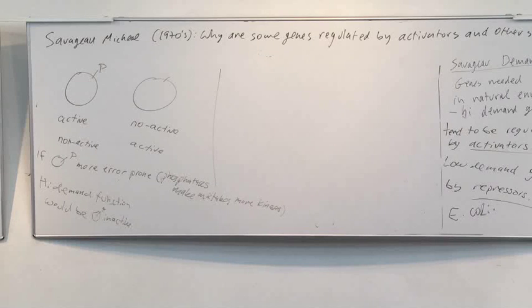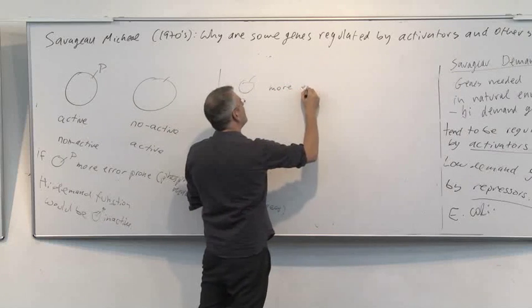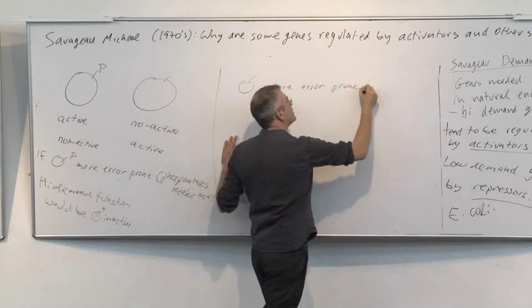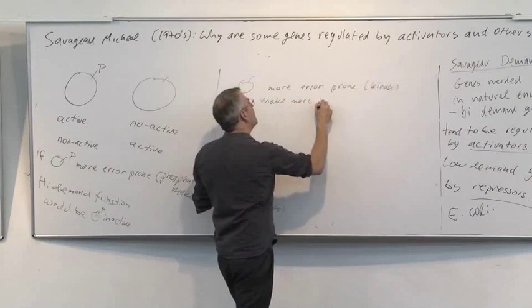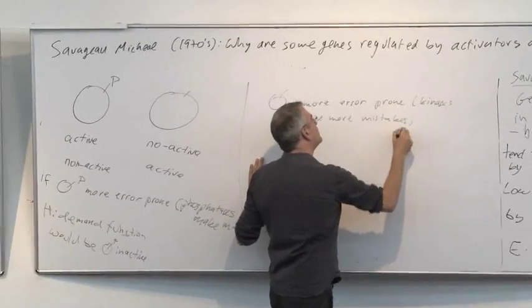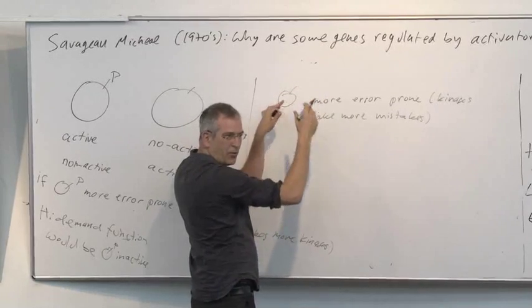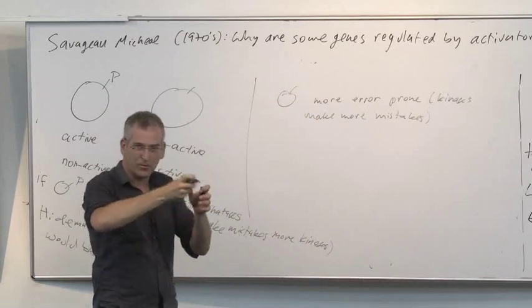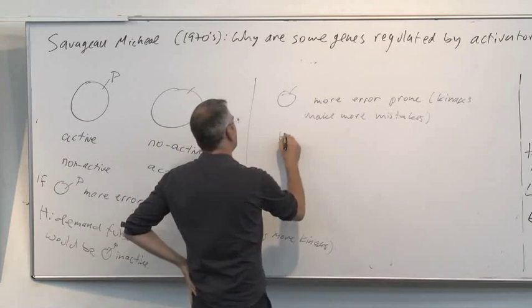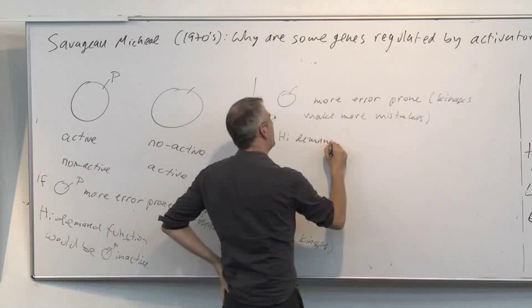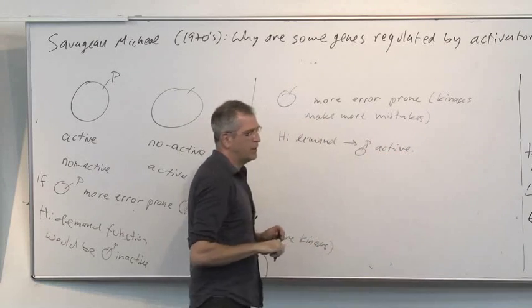But if this state is more error prone, which means the kinases make mistakes, so if you have this state, some non-specific kinase can phosphorylate it more often than, if you're phosphorylated, some non-specific phosphatase can take off the phosphate. Then you have the opposite. High demand means phosphoactive.